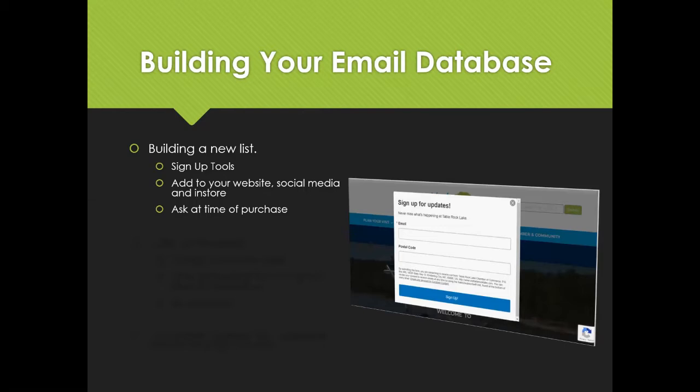If you're building a list from scratch, something like Constant Contact or MailChimp, they're both going to have sign-up tools. So when you create your account, that's the first thing you're going to want to look at: sign-up tools. You can add them to your website, social media, inside your store at your front counter. You can add places where folks can sign up to be part of your email list. It's a great idea when someone is making a purchase, ask them if you can add them to your email list.